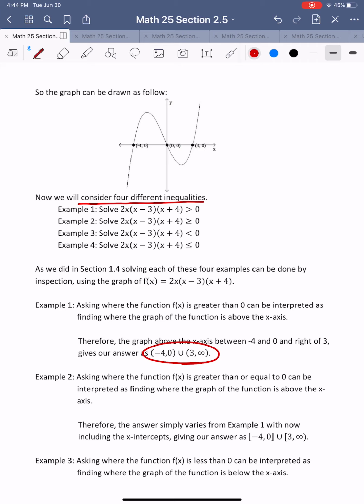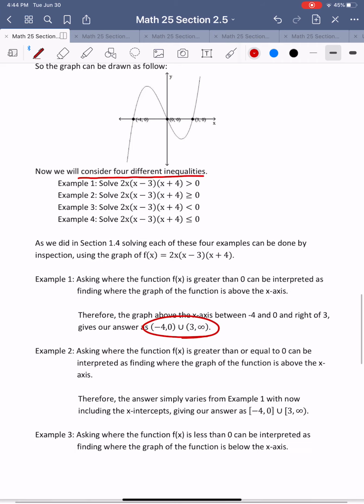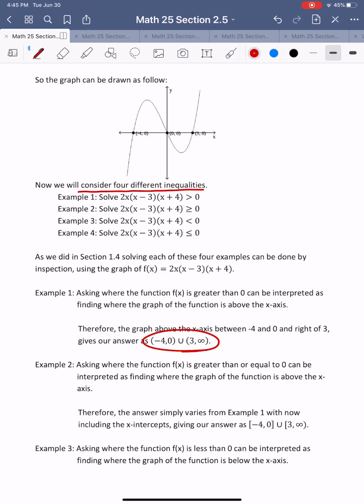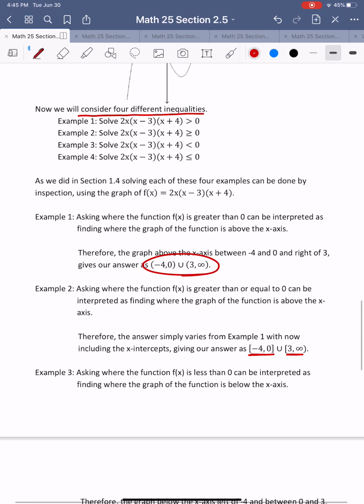Now, the difference between examples 1 and 2 is an equal sign. So we include negative 4 and 0, and then 3. But infinity is always open.